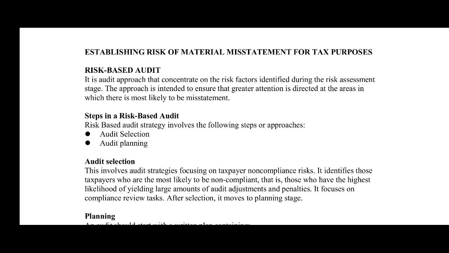So this is an audit approach that concentrates on what we call risk factors identified during the risk assessment or pre-audit research stage. So the approach is actually intended to ensure that greater attention is directed at the areas in which there's most likely to be a misstatement in the taxpayer's tax returns or financial statements.